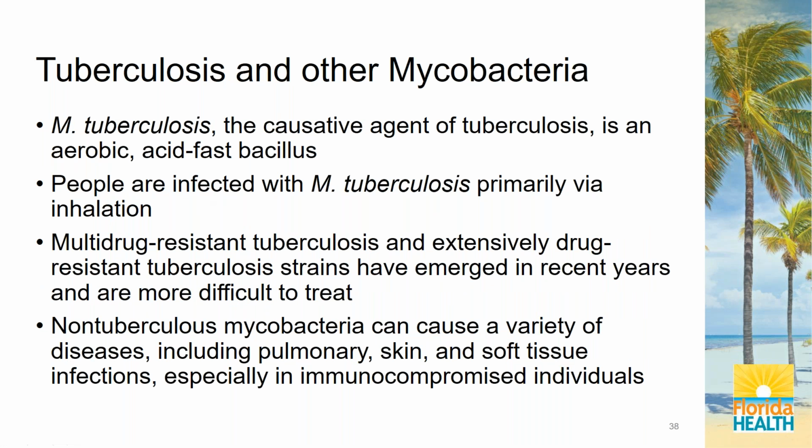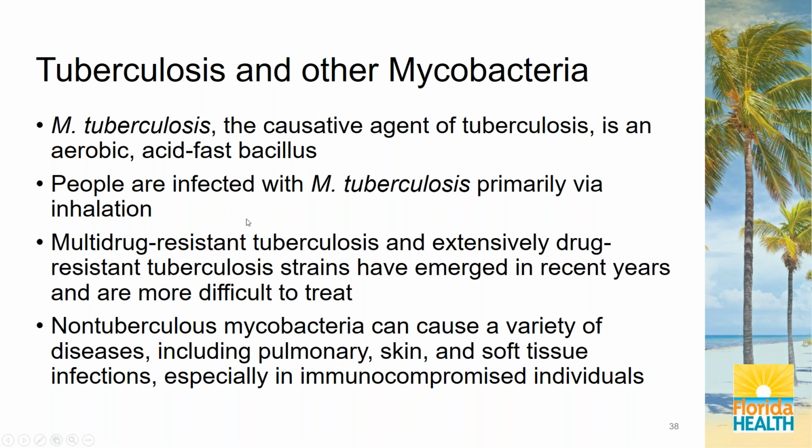So, tuberculosis and other mycobacteria. Mycobacterium tuberculosis is the causative agent for tuberculosis. It's an aerobic acid-fast bacillus, right? So it likes oxygen. That's why it starts sometimes in the bottom part of the lung, and then if it's reactivated, your immune system goes down, it'll start to move up towards the upper lobes, which have a lot more oxygen, right? So it's an aerobic acid-fast bacillus.